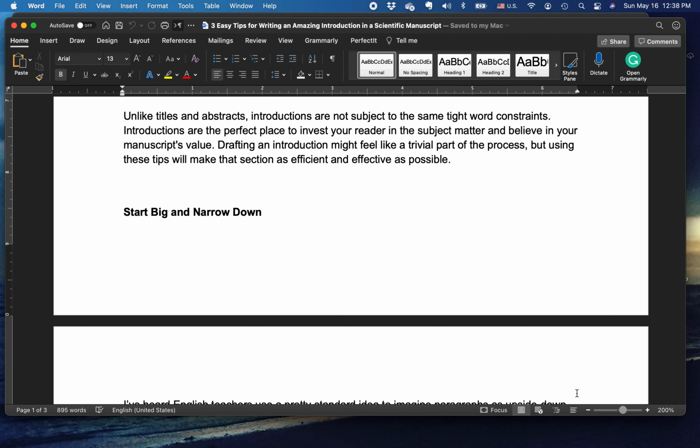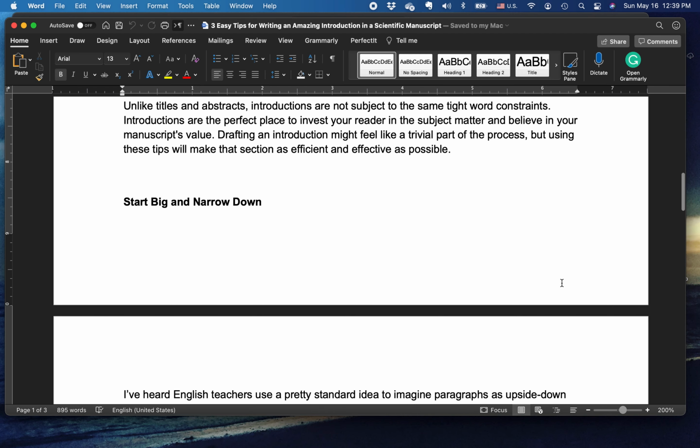Now, unlike titles and abstracts, introductions are not subject to tight word constraints. They, however, are the perfect place to invest the reader in your subject matter and to cause them to believe in its value. So, drafting an introduction might appear trivial to some. Please trust me, it is not. And if you use the tips that I'm going to describe in this article, that should make the introduction section as effective and efficient as possible.